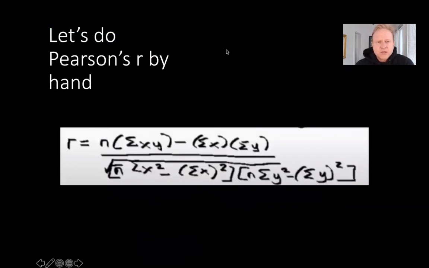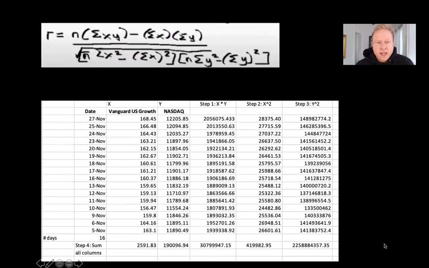Now, let's try to do Pearson's R by hand. So here's the formula, super scary looking, but don't worry, we're going to do it hand by hand, step by step. So what we're going to take a look at is Vanguard US Growth. Now, this is a mutual fund at Vanguard. This is actually a fund that I own, and this is the stock. This is the price of it going from November 5th to November 27th. So there were 16 trading days, and notice that the fund went from 163 up to 168.